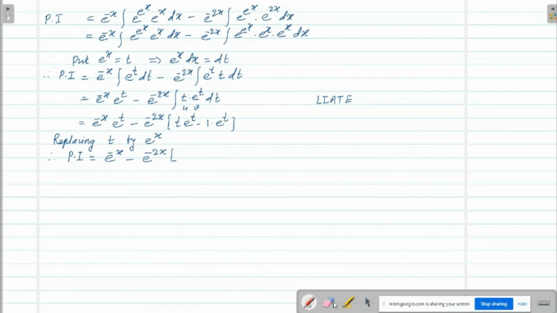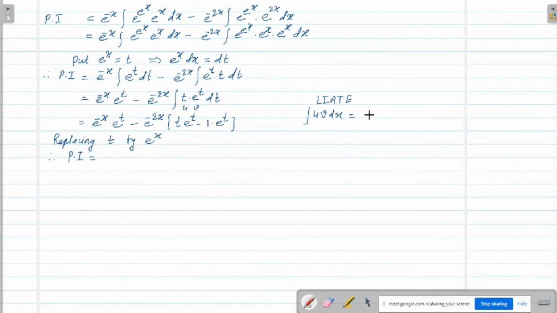Generalized integration by parts. We are using generalized integration by parts. First of all, we arrange the given function into LIATE form. Okay. So we integrate u v dx.